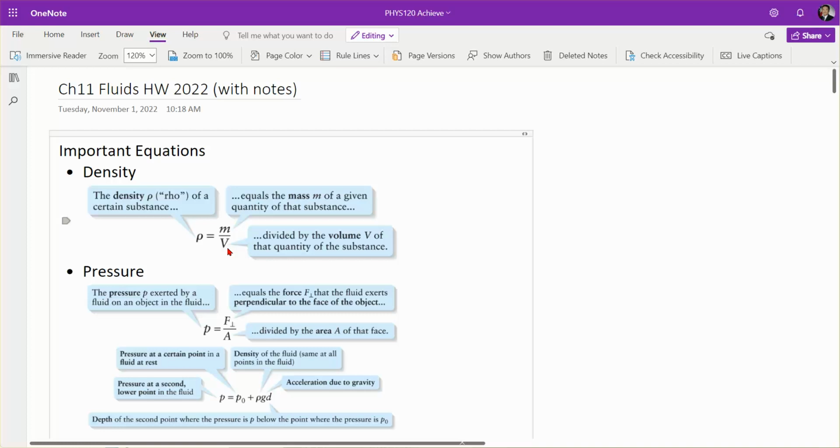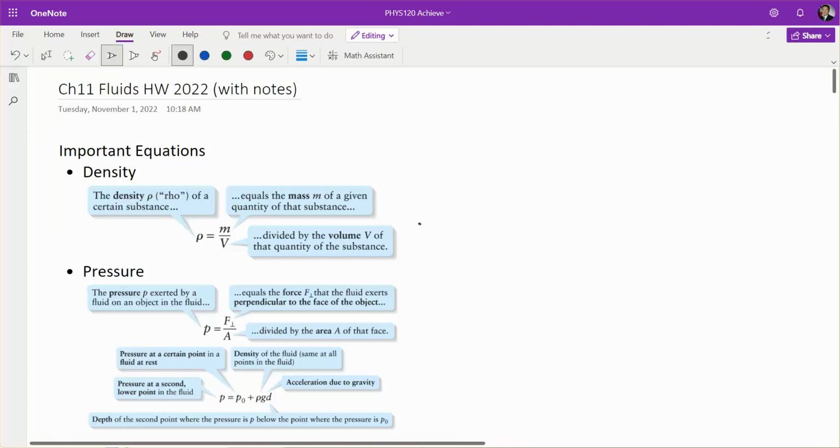Sometimes we will use weight density. If we use weight density, then you can replace the m by the weight. Notice the unit: if you use the SI unit, it's going to be kg per meter cubed. If you use a different unit system, such as CGS, that will be gram per centimeter cubed. So this is the unit for MKS, and this will be the unit for CGS.